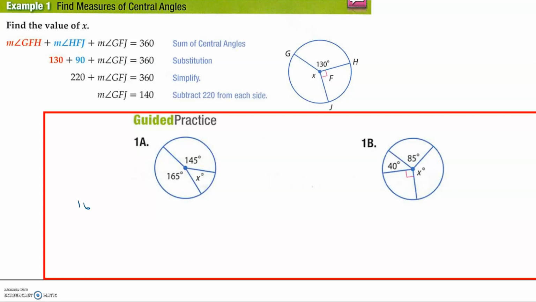So we can just write it out. 165 degrees plus 145 degrees plus x degrees equals 360 degrees. 165 plus 145 is 310. So x is 50 degrees. Over here we have a 90-degree angle box. So 40 plus 85 plus 90 is 215. 215 from 360 is 145. So x is 145 degrees.